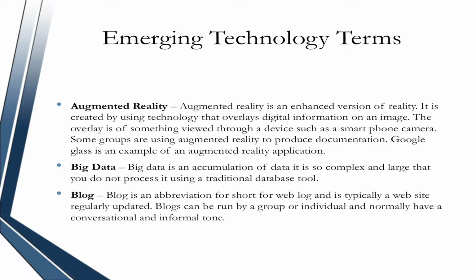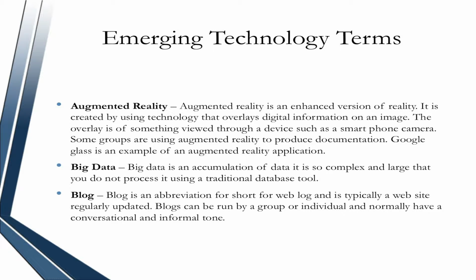Augmented reality. Augmented reality is an enhanced version of reality. It is created by using technology that overlays digital information on an image. The overlay is of something viewed through a device, such as a smartphone camera. Some groups are using augmented reality to produce documentation. Google Glass is an example of an augmented reality application.